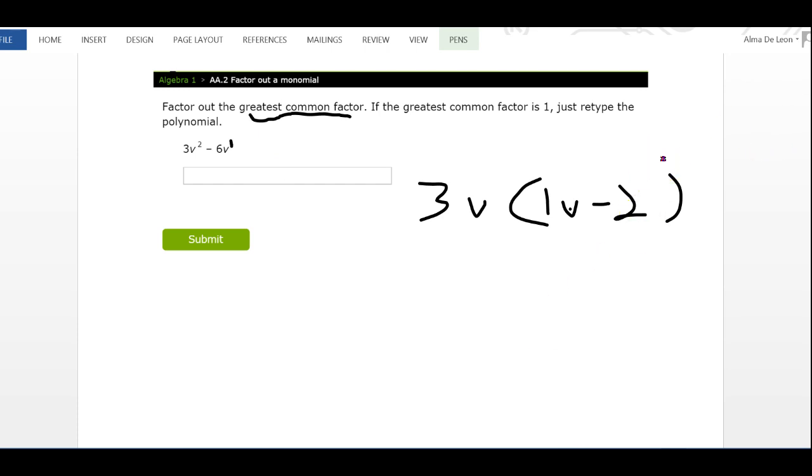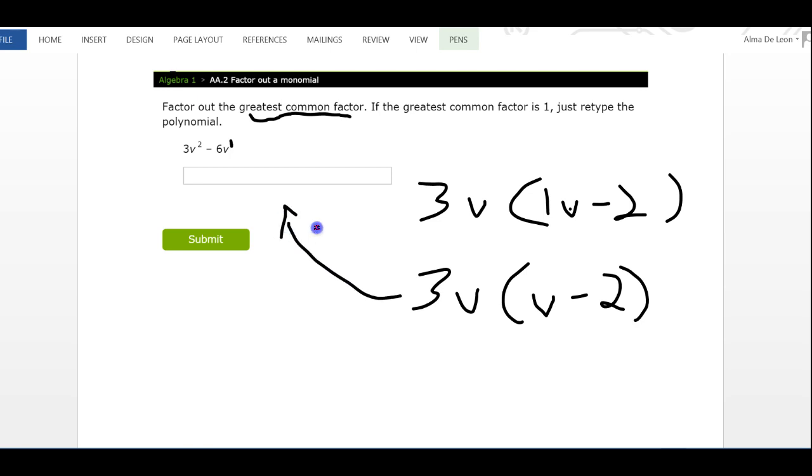So my answer turns out to be 3 times 1V, which is the same thing as just saying V, minus 2. And that's what goes in here, and I'm done.